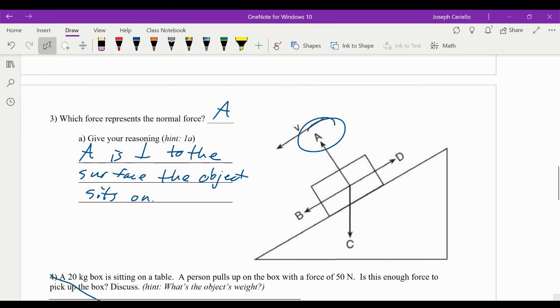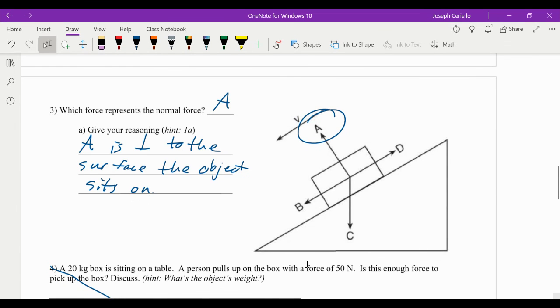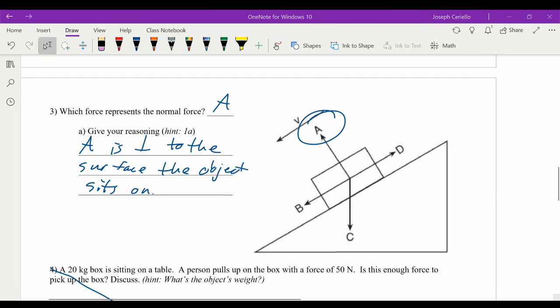So there's our basics of normal force. We're going to be practicing this a lot over the next few classes. If you have any questions, let me know.